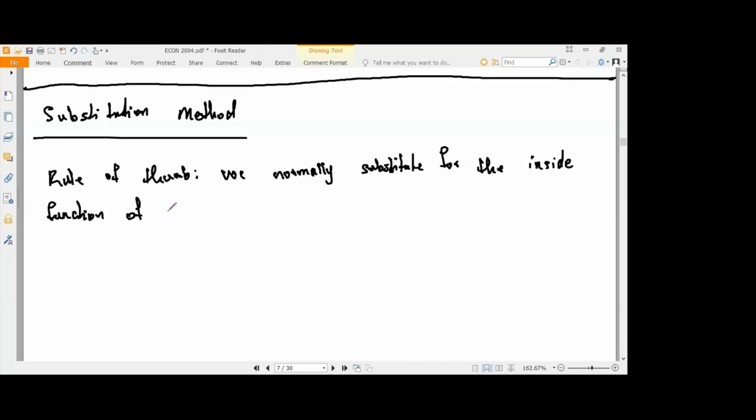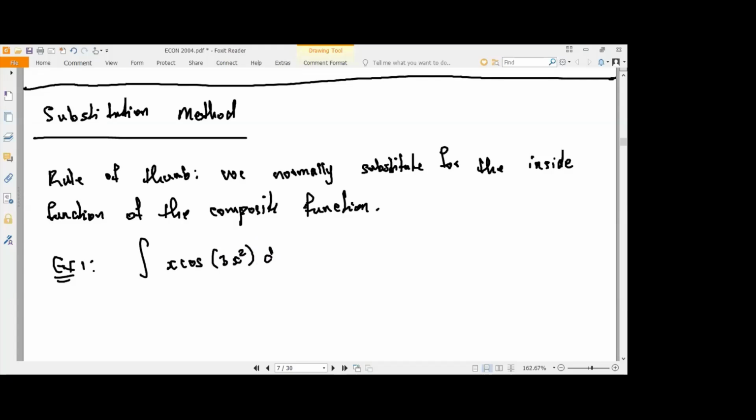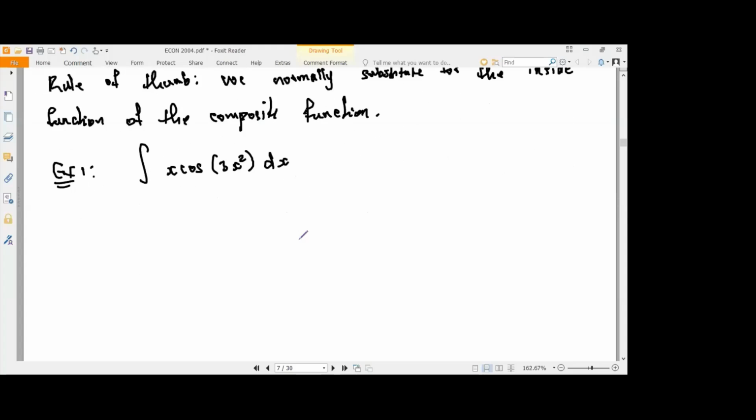of the composite function. So that's just a rule of thumb that we normally use of the composite function. So let's look at an example here. Ready? So what is the integral of x cosine of, let's say, 3x squared dx? Now, when we do this, what's going to happen here?